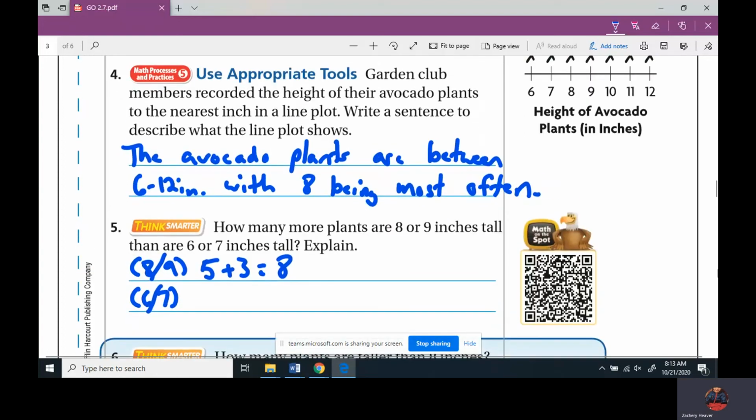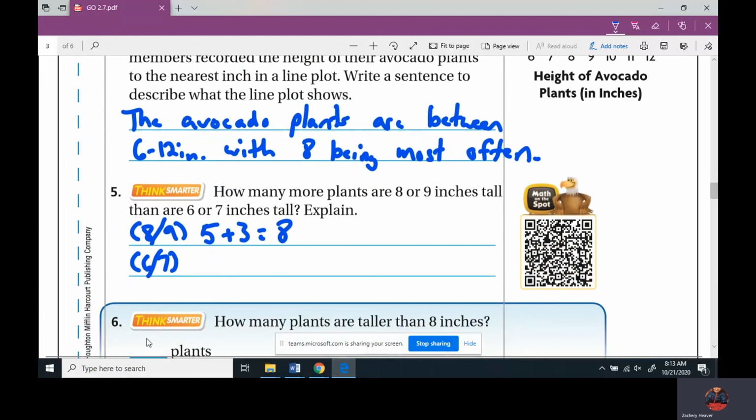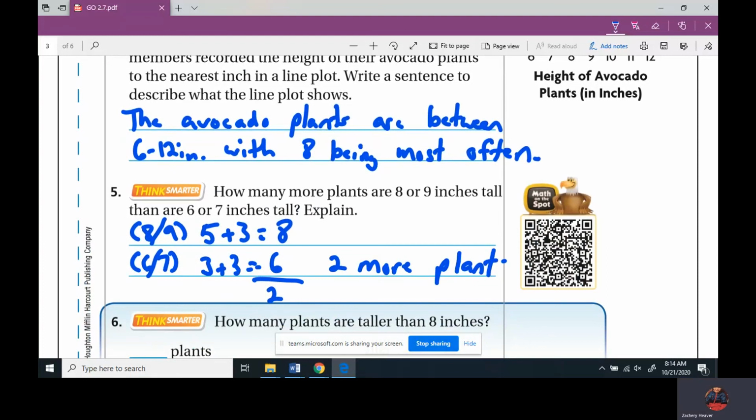And 6 and 7 is 3 plus 3, and that equals 6. So how many more plants are 8 and 9 inches tall than 6 or 7? So how many more? We got to subtract. 8 minus 6 equals 2. 2 more plants. Just like that. This explains it to me.